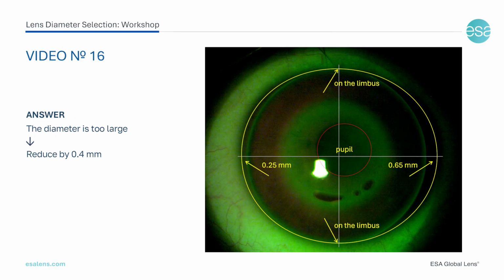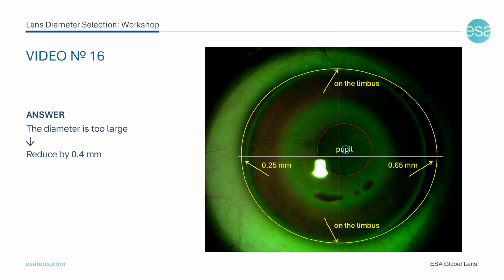Diameter reduction of 0.2 mm would be insufficient to clear this. A reduction of 0.4 mm is required. However, look at the horizontal meridian. The total gap is already 0.9 mm, which is slightly higher than target. If we reduce the diameter by 0.4 mm, the limbal gap will increase even further to 1.3 mm.